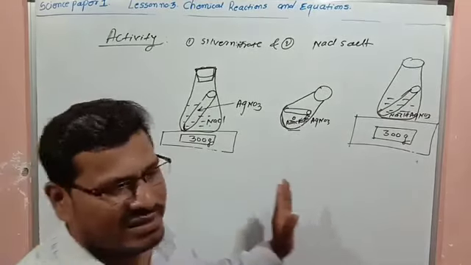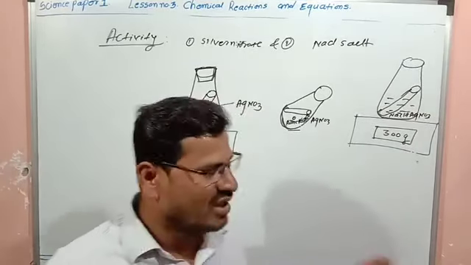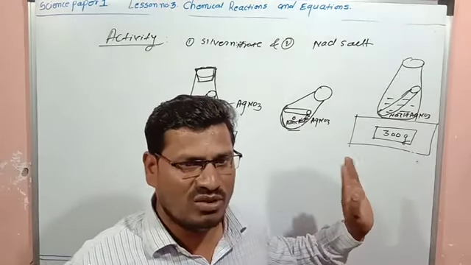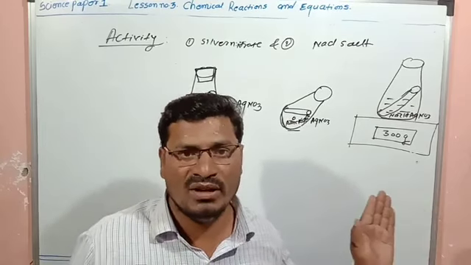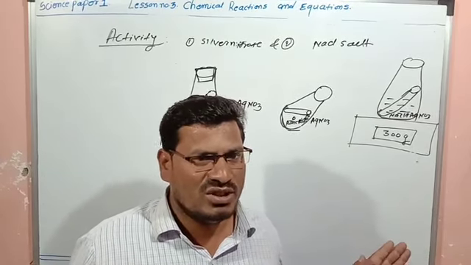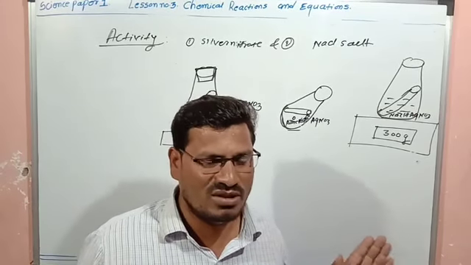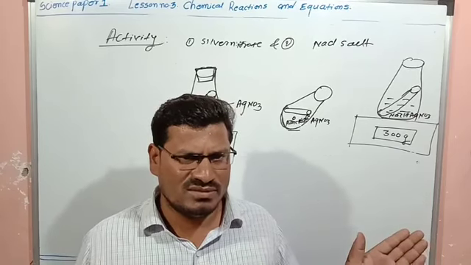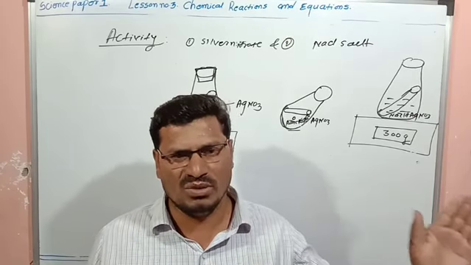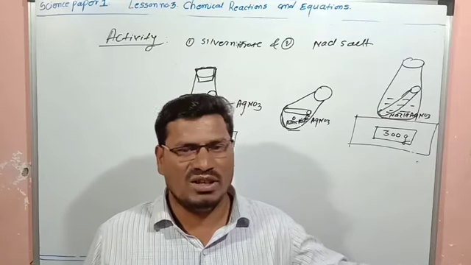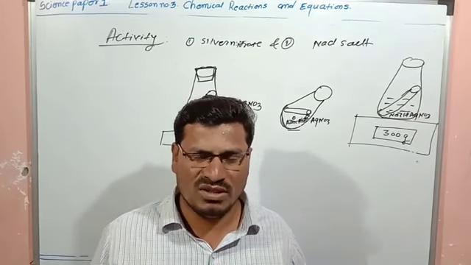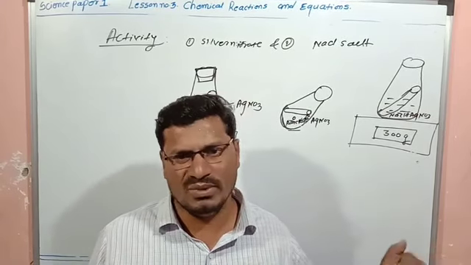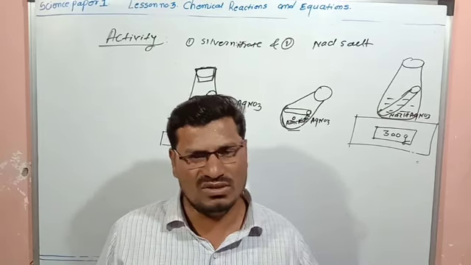So what will you find? The weight before the chemical reaction and the weight after the chemical reaction, the weight of the reactants and the weight of the products, will remain the same. So which law are we talking about? The law of conservation of mass. What is the law of conservation of mass? The mass of the chemical reactants before the chemical reaction is equal to the mass of the products after the chemical reaction. That means mass is conserved, and atoms cannot be created or destroyed.